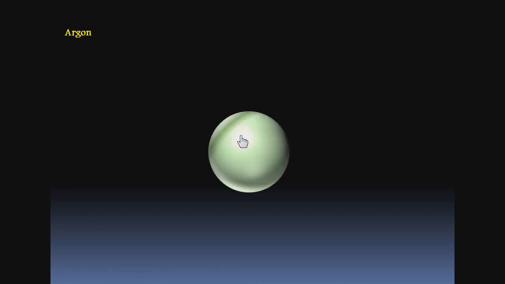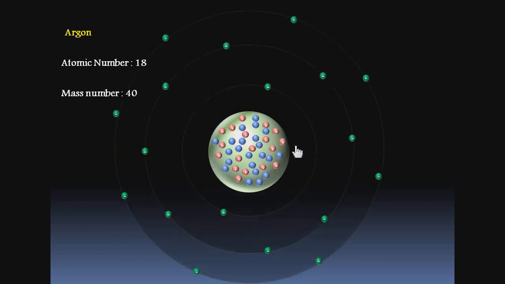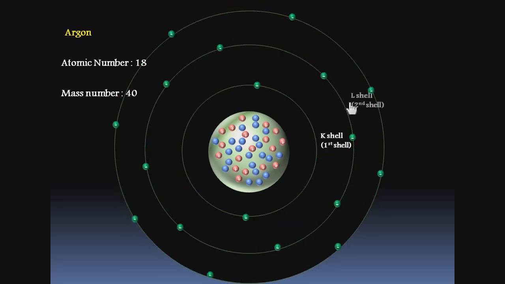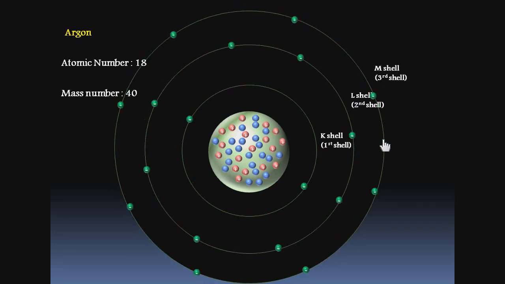The next element is argon. It has 18 protons, so atomic number is 18. It has 22 neutrons, so mass number is 18 plus 22, 40. It has 18 electrons, 2 electrons in the K shell, 8 electrons in the L shell, 8 electrons in the M shell. M shell is the outermost shell, that is the valence shell. So the number of valence electrons is 8.